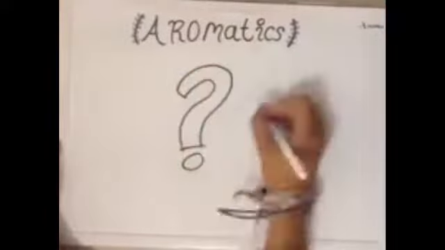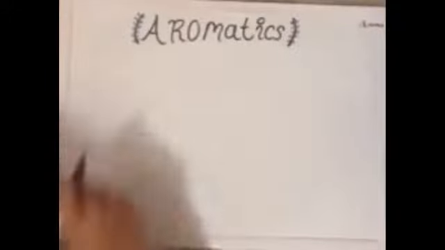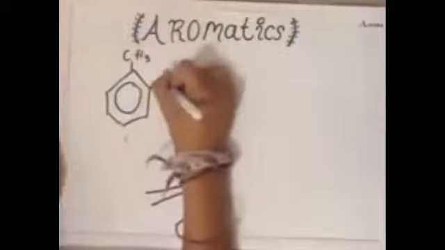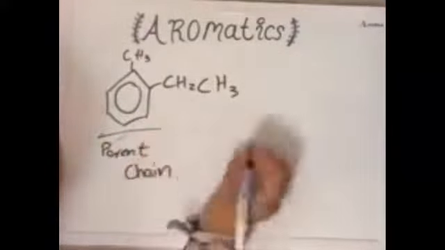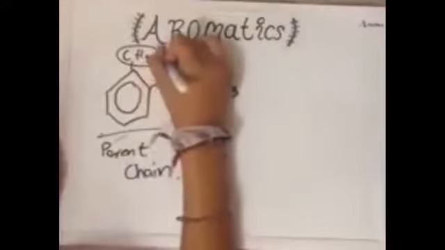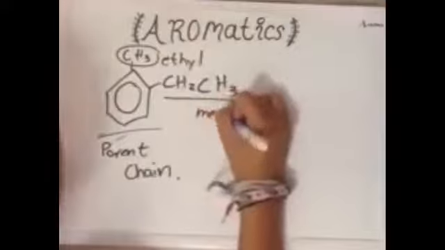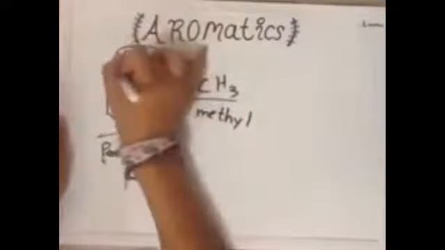But what happens when we have more than one compound attached to the benzene? Well, in those cases they are named as the hydrocarbons mentioned before. The ring is considered our parent chain, and then we start checking the substituents. In this case, our first substituent is ethyl and the next one is methyl. Then we start counting in a way to get the least possible numbers.